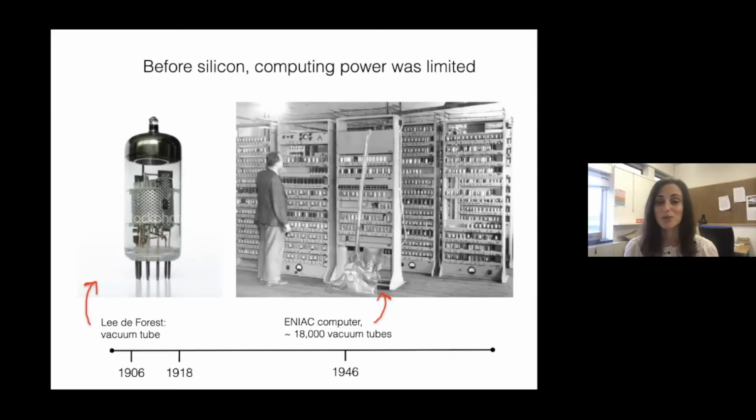And this computer was by no means efficient. It filled a room 100 feet long and consumed 200 kilowatts of electrical power. It was said that when this computer was turned on, the lights in Western Philadelphia dimmed. So clearly at this point, a more effective switch was needed.